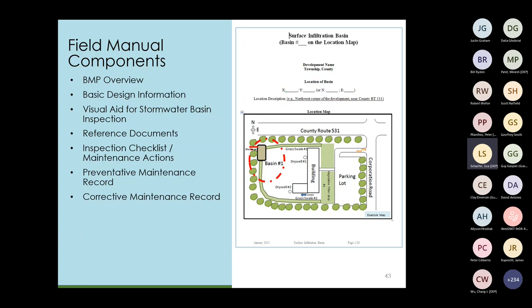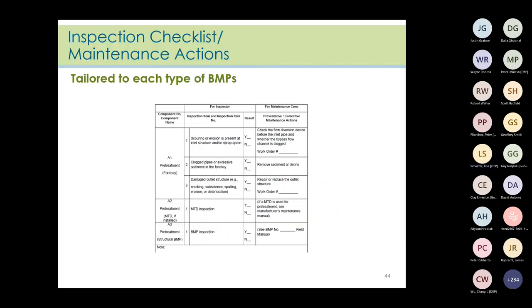All right, so the designer is the person who modifies the contents of the field manual template with the design information, and then the reviewer makes sure this information is correct. The responsible party is the one who follows the field manual to perform the maintenance. And then the municipality, depending on the ownership status, follows the permit requirements to ensure maintenance is performed. The reviewer should also make sure the inspection checklist has been customized to match design features on the construction plan and in the stormwater management report.